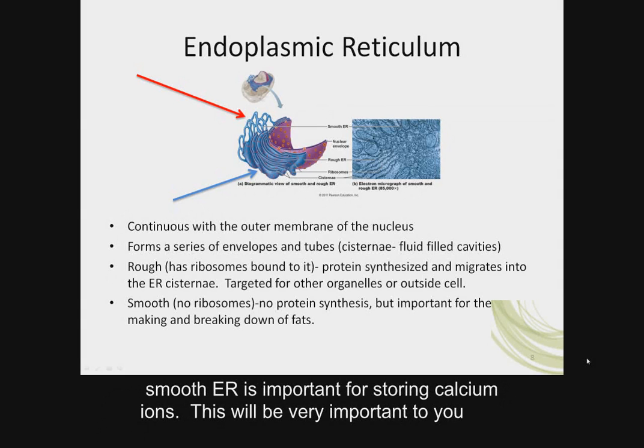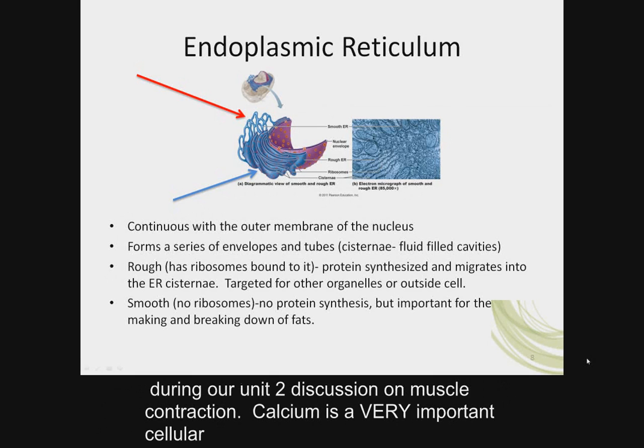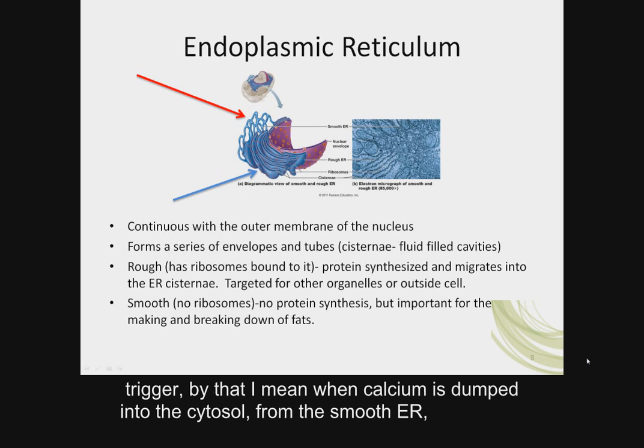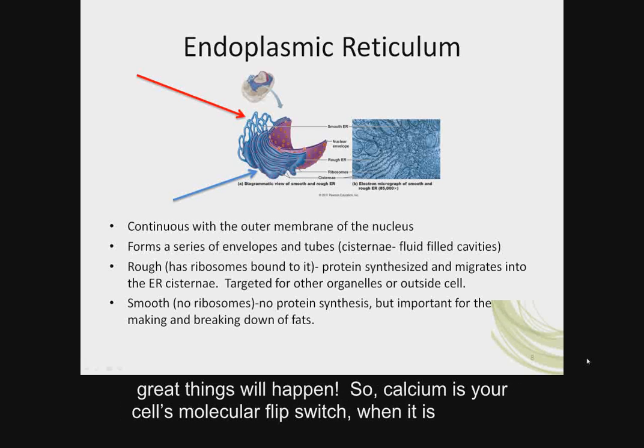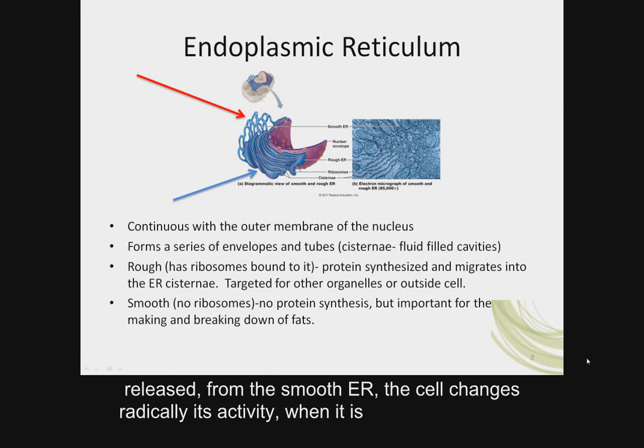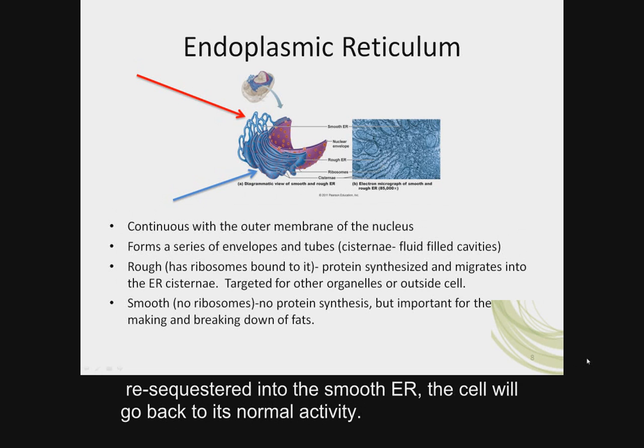This will be very important to you during our Unit 2 discussion on muscle contraction. Calcium is a very important cellular trigger. By that I mean when calcium is dumped into the cytosol from the smooth ER, great things will happen. So calcium is your cell's molecular flip switch. When it is released from the smooth ER, the cell changes radically its activity. When it is resequestered into the smooth ER, the cell will go back to its normal activity.